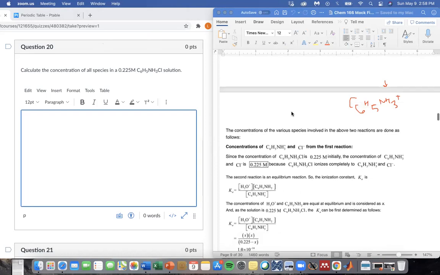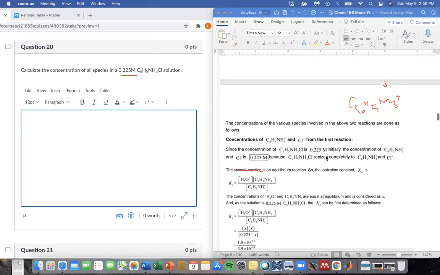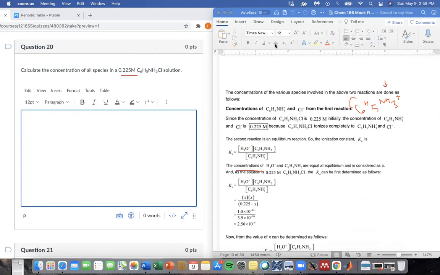If you're finding the concentrations of all the species in the solution, the Cl just hangs out in there and nothing will really happen to it, so it'll stay at the original concentration. So the concentration of Cl minus is 0.225 molar. But really the calculation is the important part. You have to calculate how much the C6H5NH3 plus is going to produce of the conjugate base, and also of H3O plus.